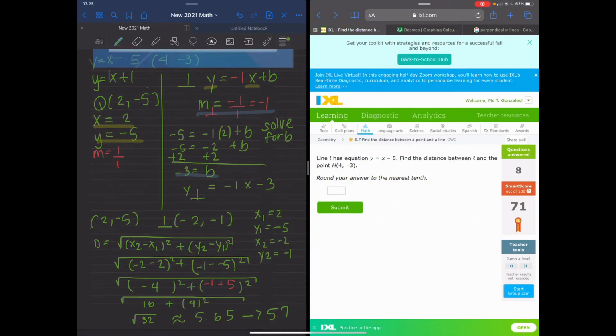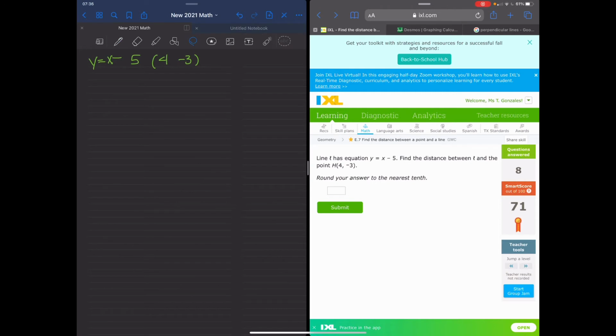Okay, I'm going to do it again. Here's the second one. It says line L has the equation of y equals x minus 5. Find the distance between L and the point H, 4, negative 3. So let's go from there. So I have 4, negative 3. That's my x and my y. And my slope for y equals x minus 5, my m is going to be 1/1. So that means my perpendicular slope is going to be the opposite reciprocal.